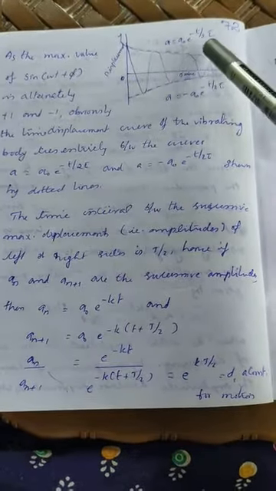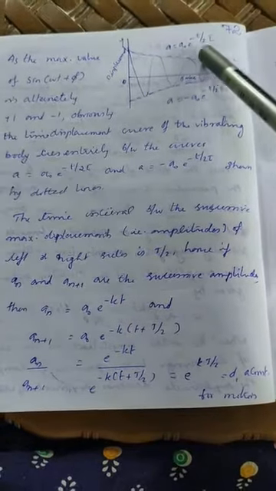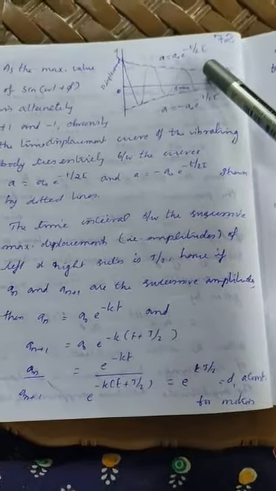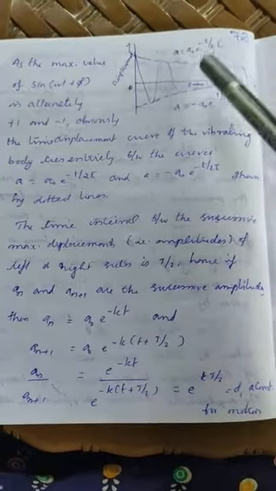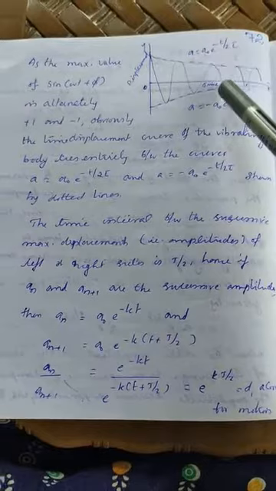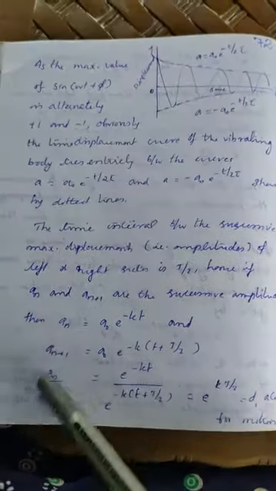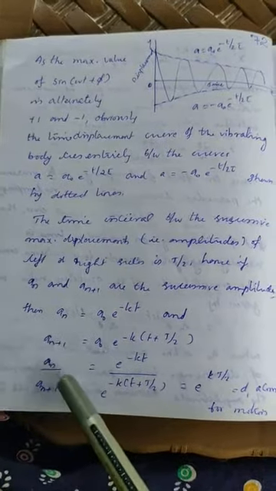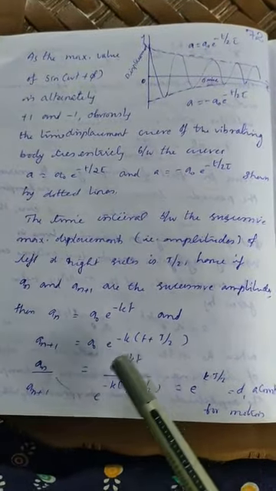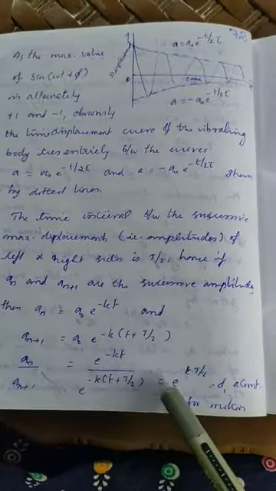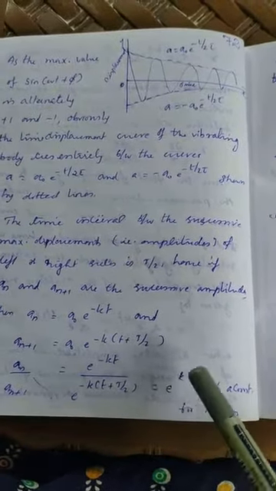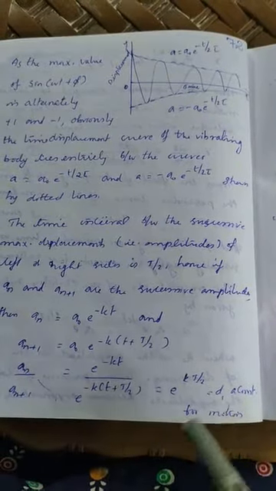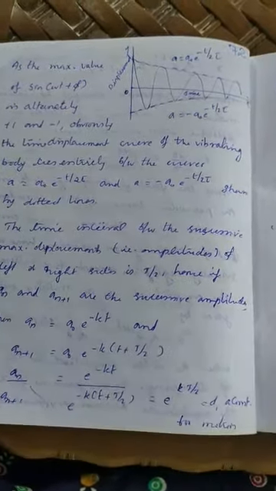The period will complete after this time interval, or after the next maximum amplitude position. So this is at a time t, this is time t by 2. So that we can write an and an plus 1 like this, and if we divide both of these, we will get e to the power kt by 2, which we can represent as d, a constant for the motion.